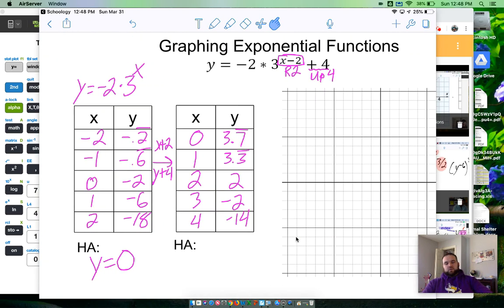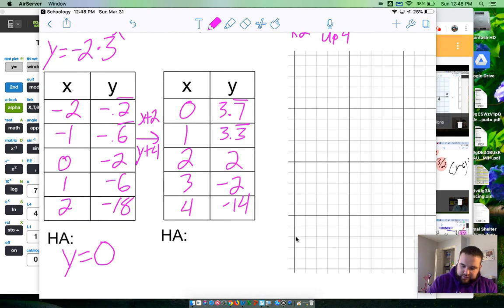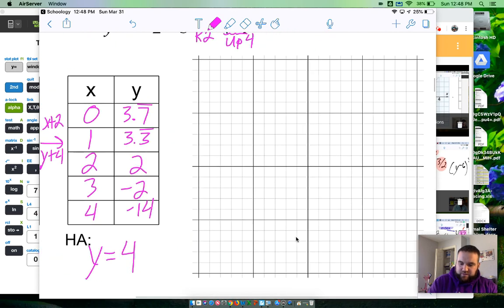But what we need to also remember is that if you move an exponential function up and down, that also moves the horizontal asymptote with it. So that line that the graph approaches but never hits is no longer going to be at 0 for this. It's going to also move up 4. So our horizontal asymptote is going to be at y equals 4.